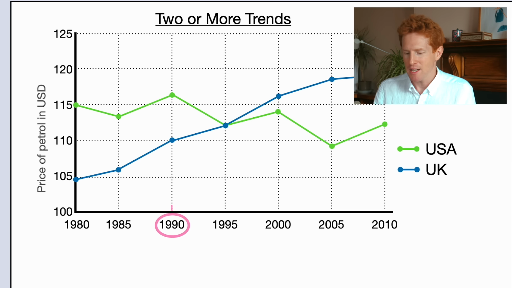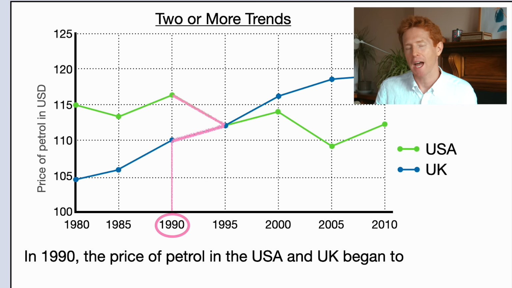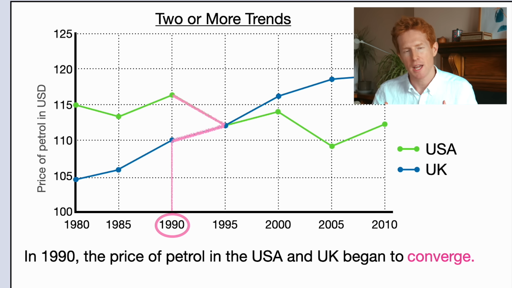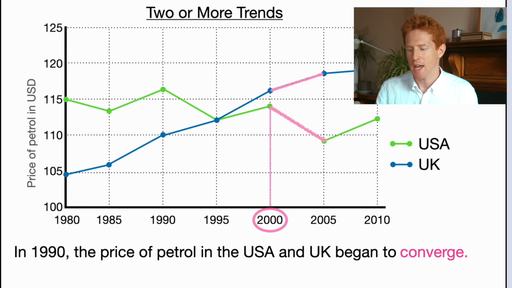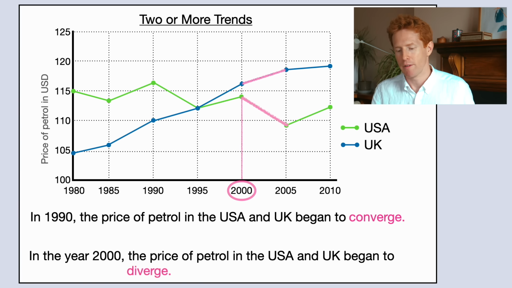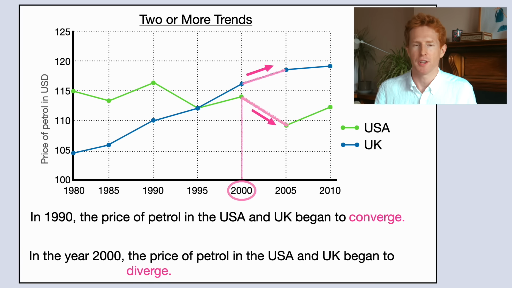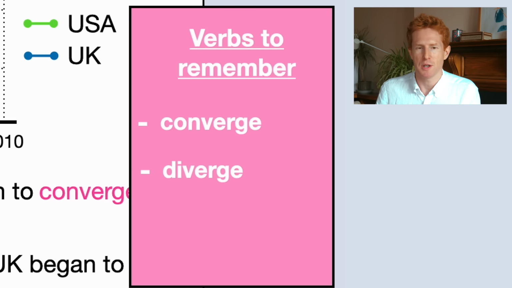And then what about in 1990? We also see an interesting trend where they seem to kind of come together. Do you know the vocabulary to describe this? Well, I'll teach you. In 1990, the price of petrol in the USA and UK began to converge. They came together. In contrast, if we look at the year 2000, we can say in the year 2000, the price of petrol in the USA and UK began to, opposite of converge, diverge. They move away from each other. So some verbs to remember: converge and diverge if you really want to impress your examiner.